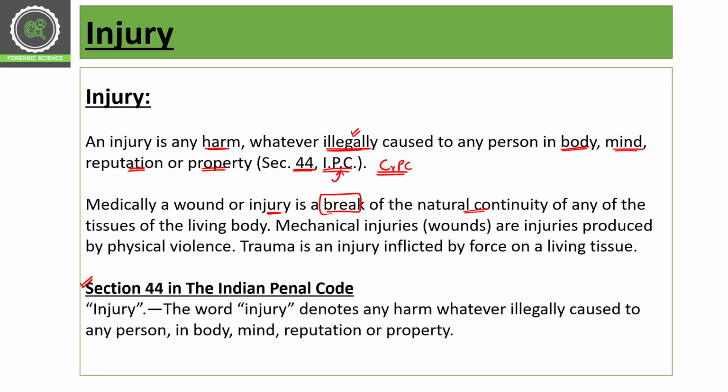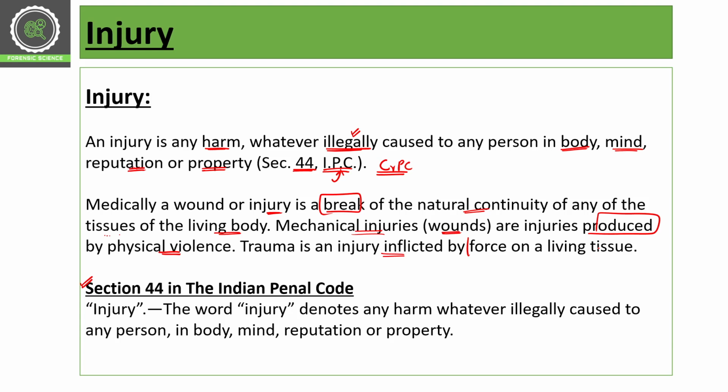And mechanical injury, this is a category of different injuries. I'm saying here mechanical injuries, we call them wounds, are injuries produced by physical violence. In physical violence we most of the time see mechanical injuries. We will understand later what mechanical injuries are. And now trauma. Trauma is injury which is inflicted by force on living tissue. So if I apply force on somebody and he or she falls, that type of injury will be known as trauma.